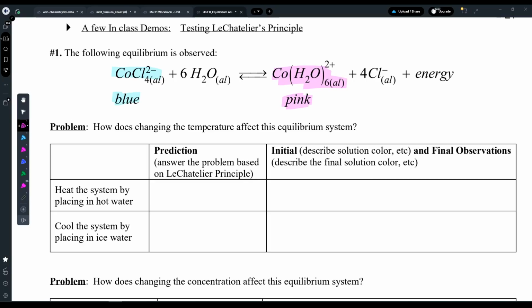Now with the second stress, we're cooling the system. So that means we're removing energy from the system. So give your prediction a shot. Pause the video to give yourself a couple of seconds to think about this, and I'll write my answer in a second.